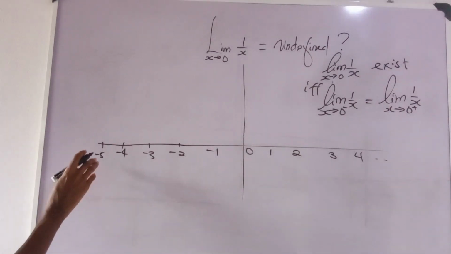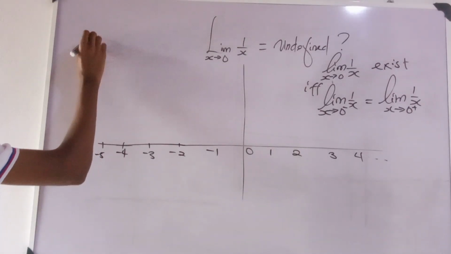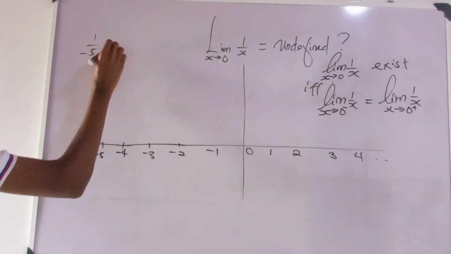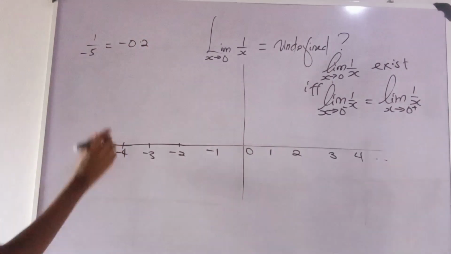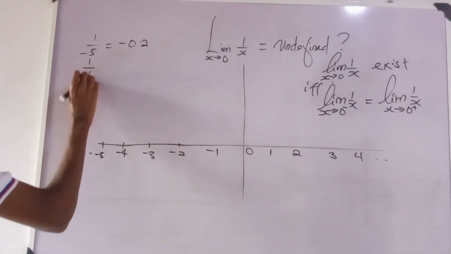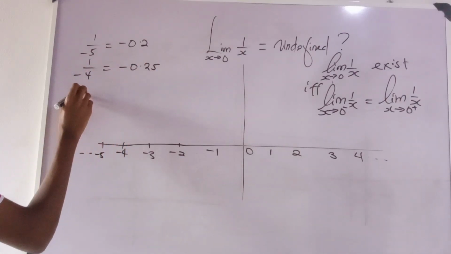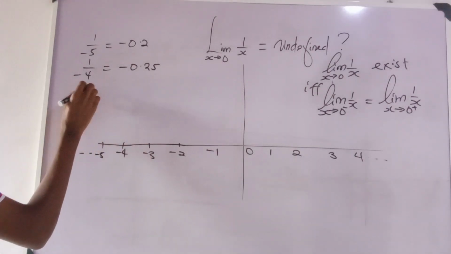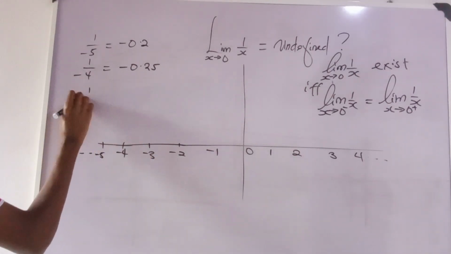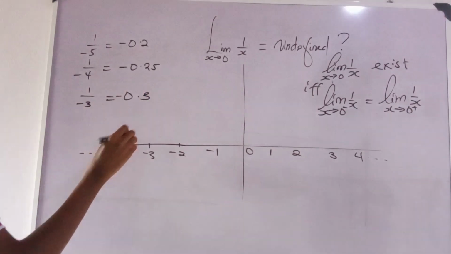Take, for instance, at this point now, let's look at what the value of the function is at minus 5. So I have it to be 1 over minus 5 now, giving us about minus 0.2. Let's look at minus 4. We have 1 over minus 4 to be minus 0.25. And at, let's say, minus 3, we'll have it to be minus 0.3 by approximation. So I have 1 over minus 3 to be minus 0.3 and so on.